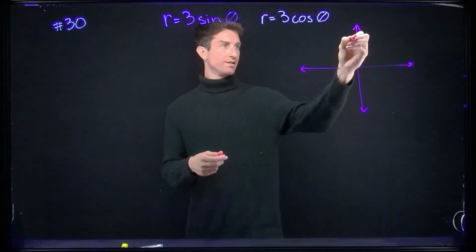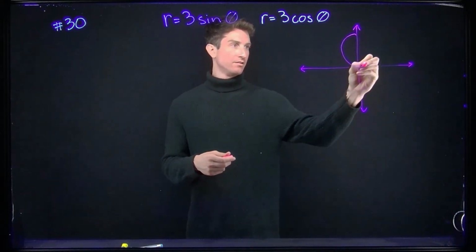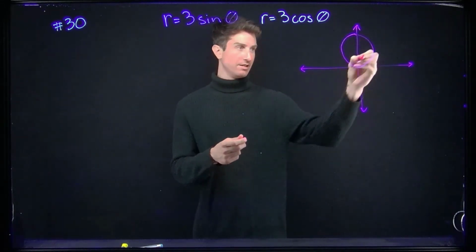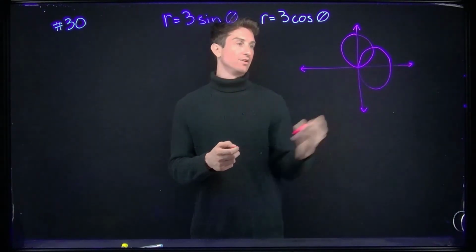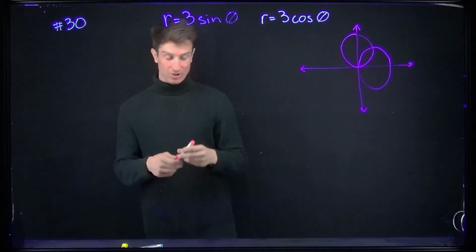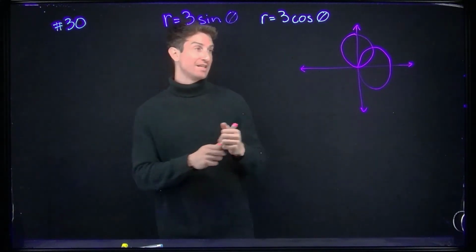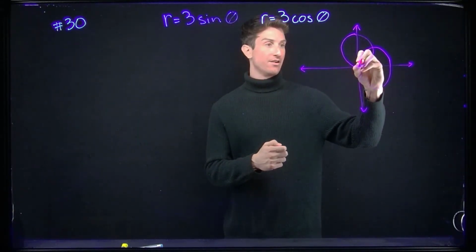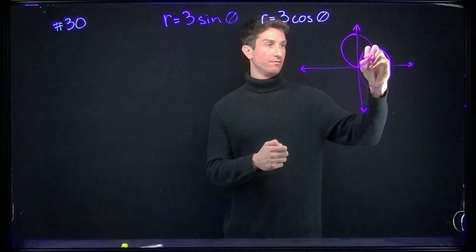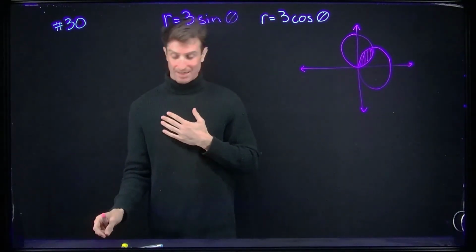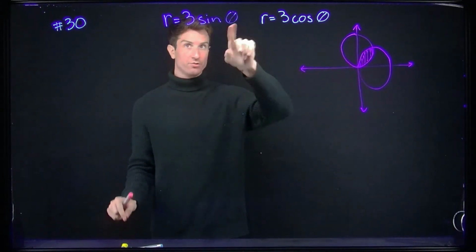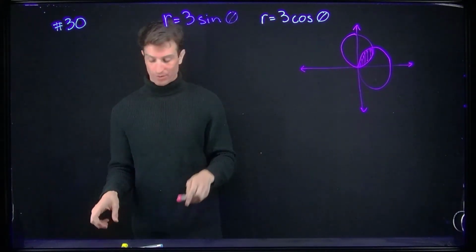It looks something like this. My graph won't be great, but you'll get the idea. We have these 2 overlapping circles, and the area that you're asked to find is this area here. The first thing you want to do, and I'm going to help you out with this, is identify which circle goes with sine and which goes with cosine.